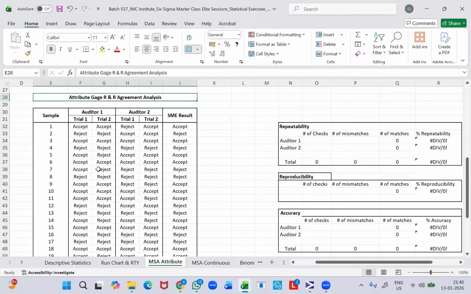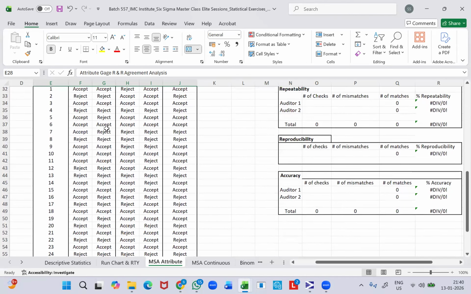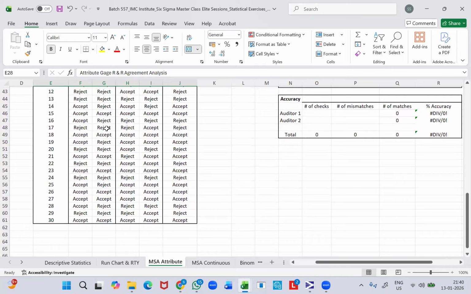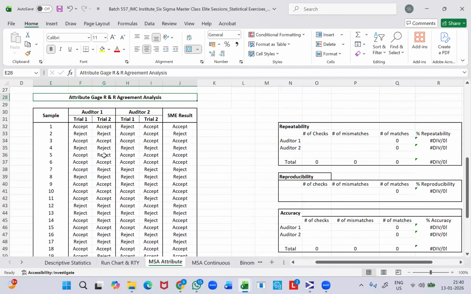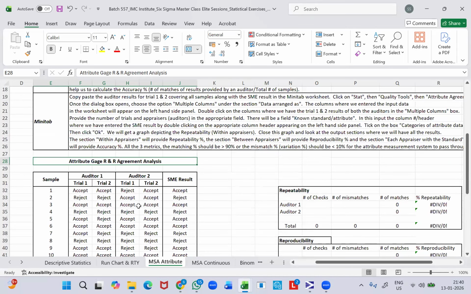So there should be a sufficient time gap between trial 1 and trial 2. Say a 1 week gap is more than sufficient so that the concerned auditor will not remember the result that he gave for the trial 1 exercise for a particular sample when he is performing the trial 2 exercise, right? So the trial 2 exercise also will be done independently and the auditor will provide the results for all the 30 samples.